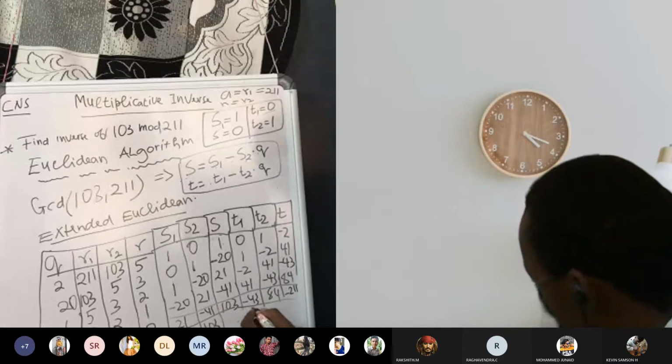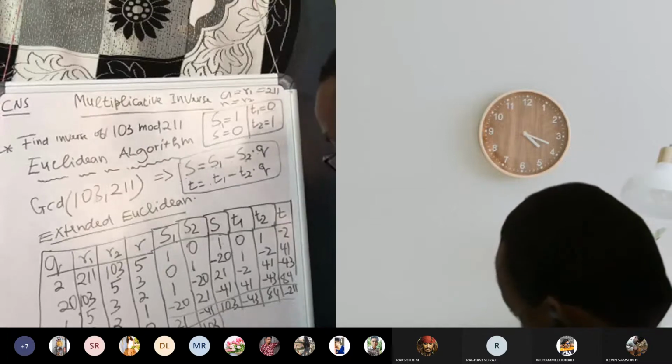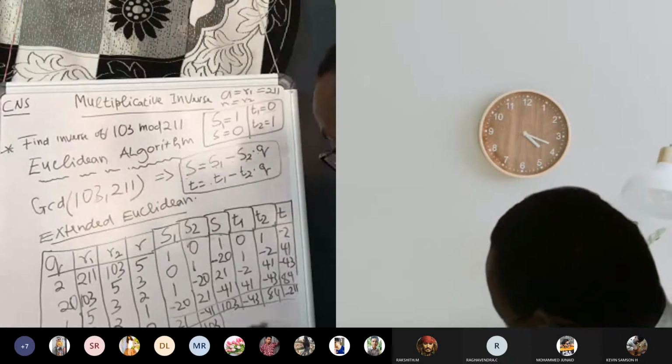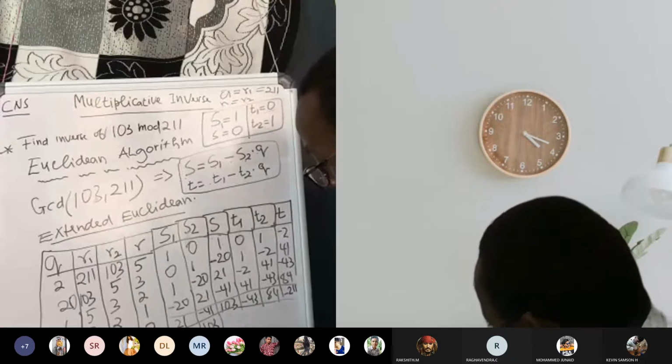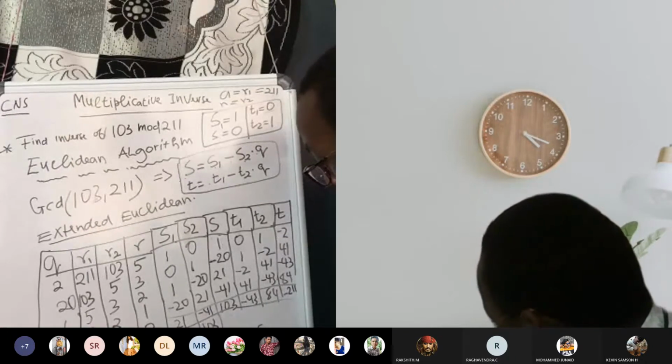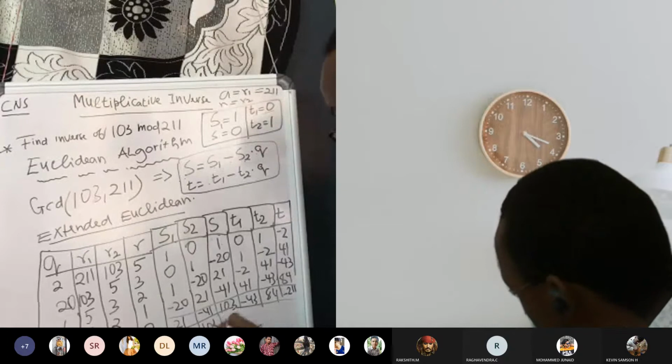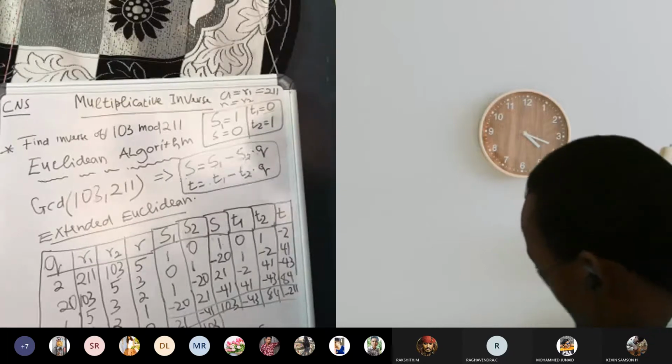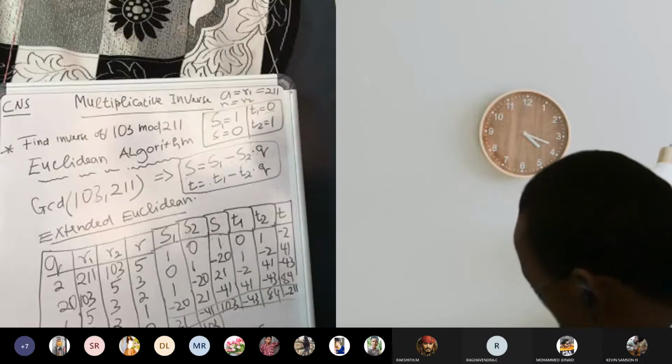Because S1 is equal to S, at the end we find that S is equal to S1, T is equal to T1, okay? So this will be the same. Same here. We want to take only the value of S and T, okay?